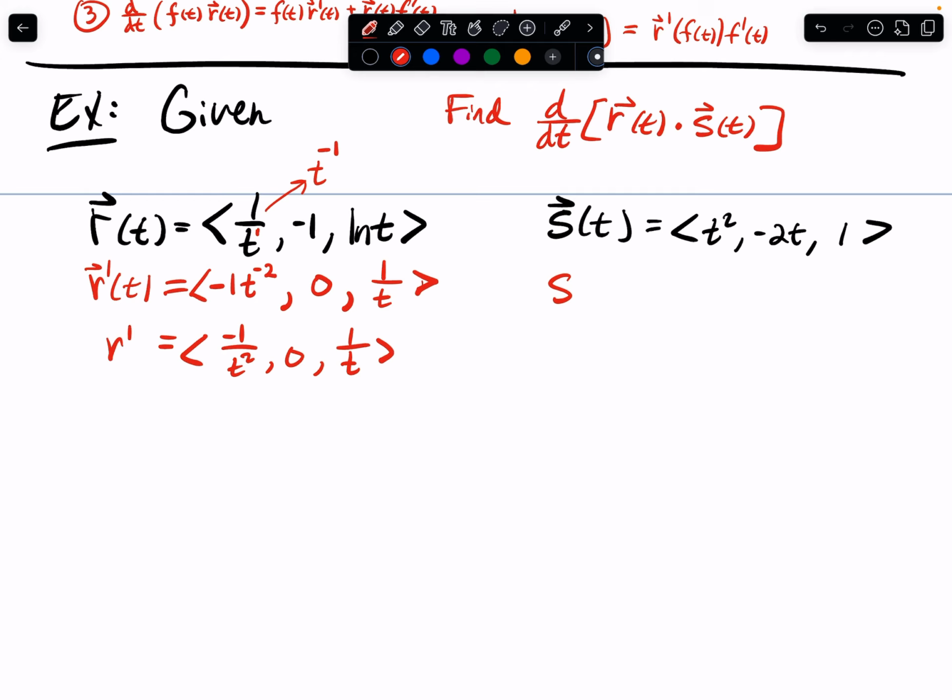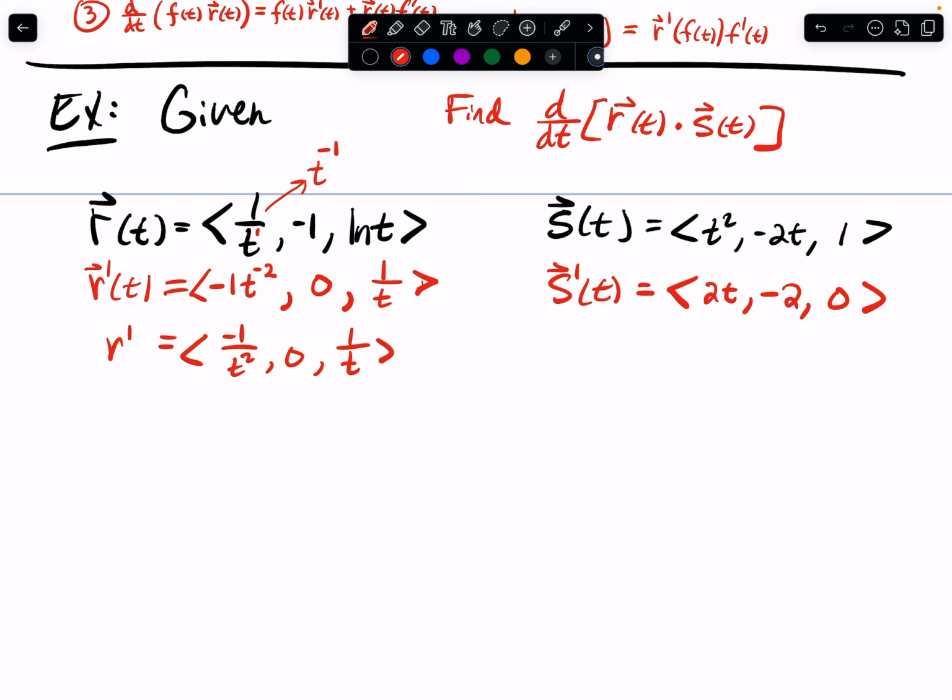Now, S prime, take the derivative with respect to t. What do I get? I get 2t, comma, excuse me, negative 2, comma, 0. Okay?